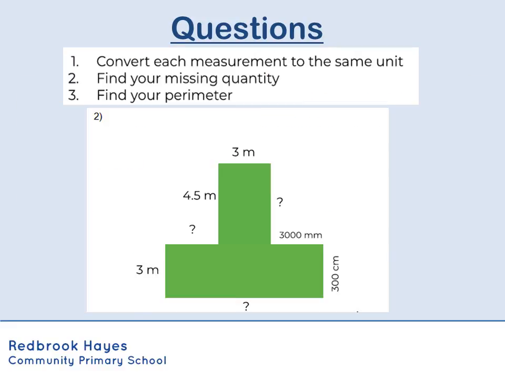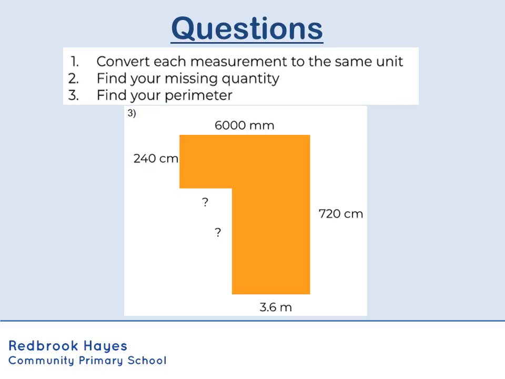Okay, so introducing the perimeter part, hopefully that video was useful for you to find this. So for each of these questions, convert each measurement to the same unit, then find your missing quantity, and then find the perimeter. Okay, and on to the final question, and again do the same as you did on the previous question, those 3 steps.